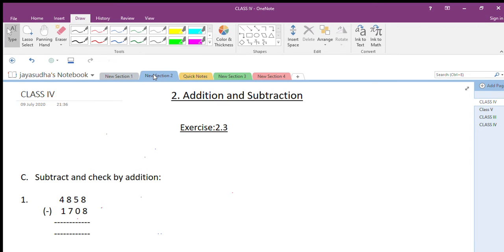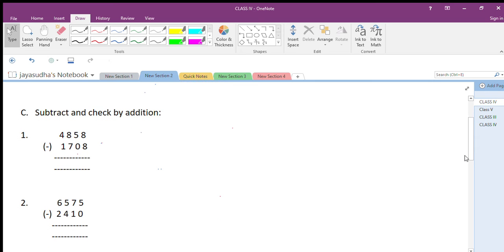Now listen, children. Now move on to exercise 2.3. What is the topic here? Subtract and check by addition. What is this check by addition? Your answer, whether right or wrong, you want to check. This is the method by adding. Check your answer whether it is right or wrong. What method do you want to use? By adding. How is that? Listen carefully now.